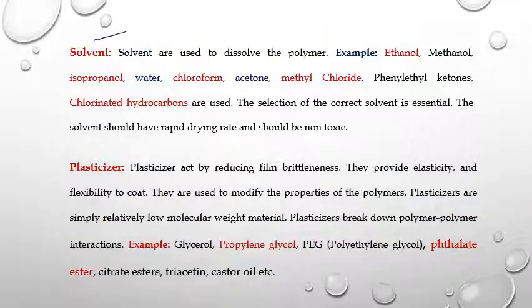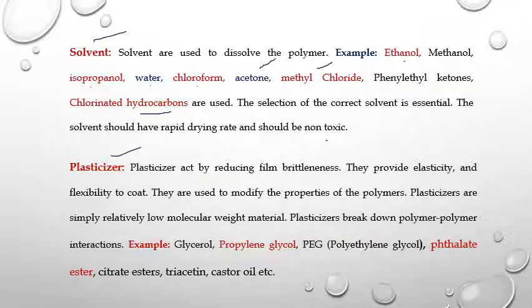Now, solvent. Solvents are used to dissolve the polymer. Examples of solvents are ethanol, methanol, isopropanol, water, chloroform, acetone, methylene chloride, methyl ethyl ketone, and chlorinated hydrocarbons. The selection of a correct solvent is essential. The solvent should have a rapid drying rate and should be non-toxic.